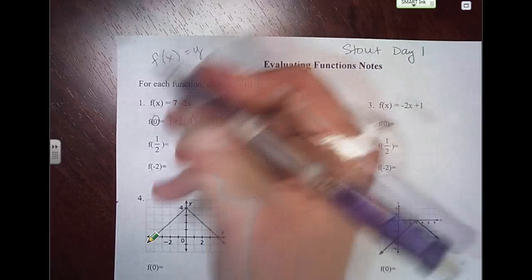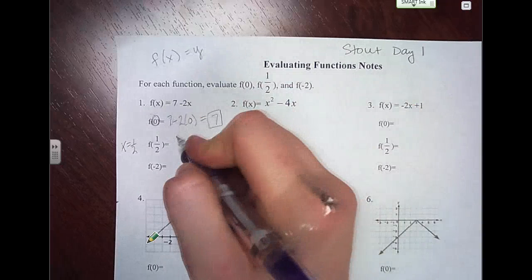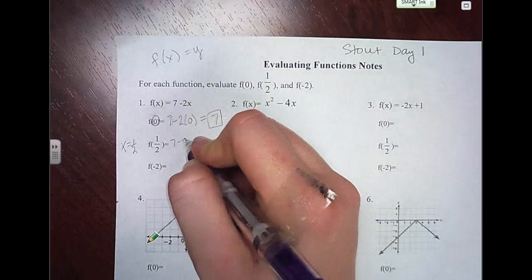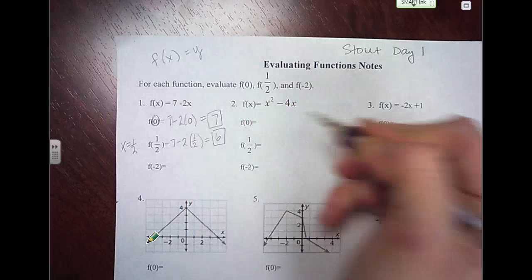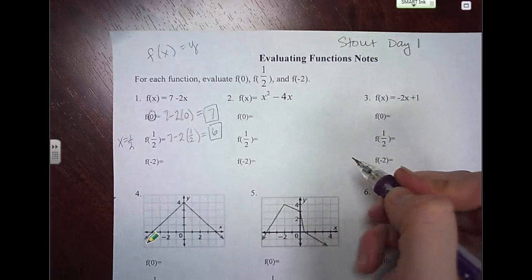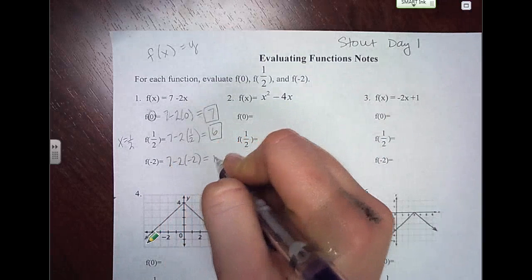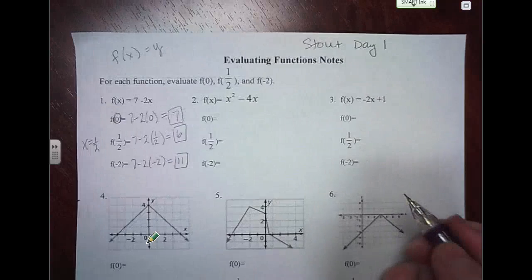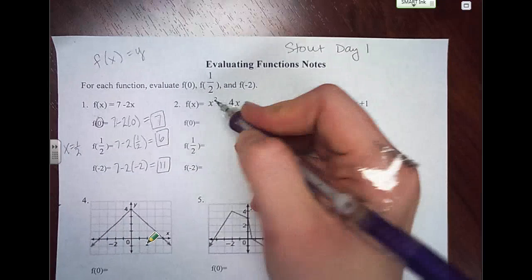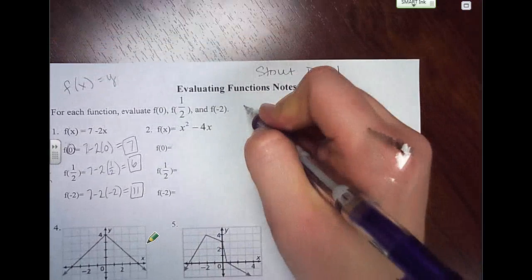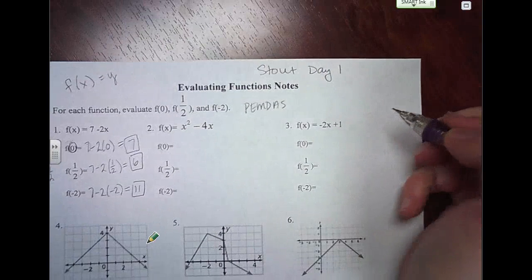It's the same thing as if I was to say here x equals 1/2, and let's plug it into the function. So this would be 7 minus 2 times 1/2, which equals 6. And the third one, 7 minus 2 times -2 equals 11. So really on all these, there's not even a ton of work to show. The thing you have to be careful of is your order of operations, so PEMDAS, especially when we get down to the bottom.